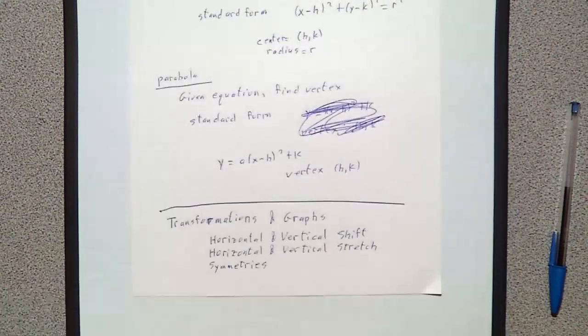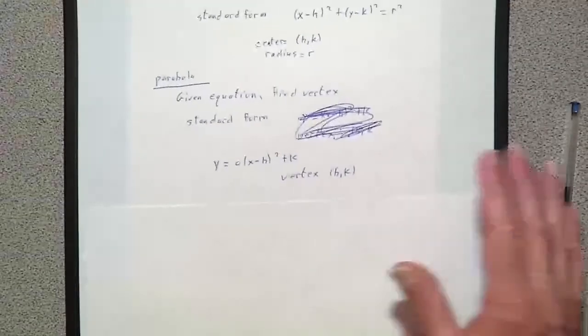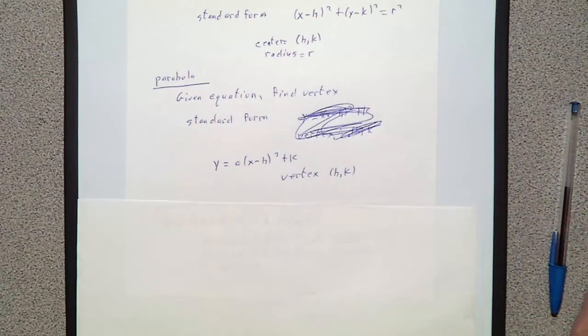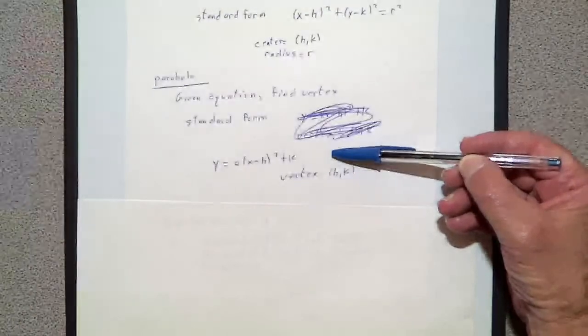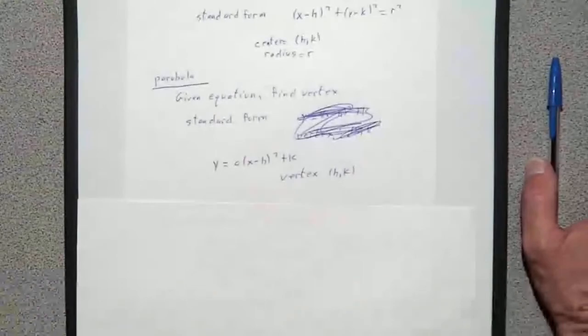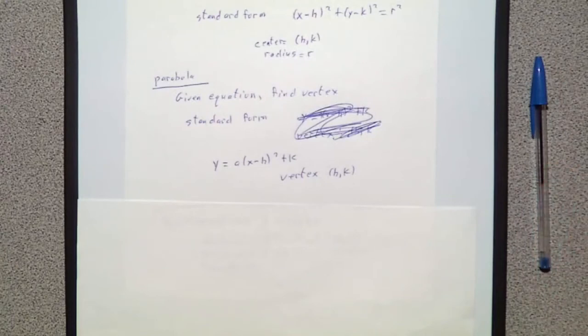And then there are parabolas. Given an equation, you should be able to put it in standard form and find the vertex. Or in a minimum maximum problem, find the minimum or maximum. Well, here's the standard form. Y is a times the quantity x minus h squared plus k. The vertex is (h, k). If a is positive, it opens up, so there's a minimum. If a is negative, it opens down. There's a maximum.